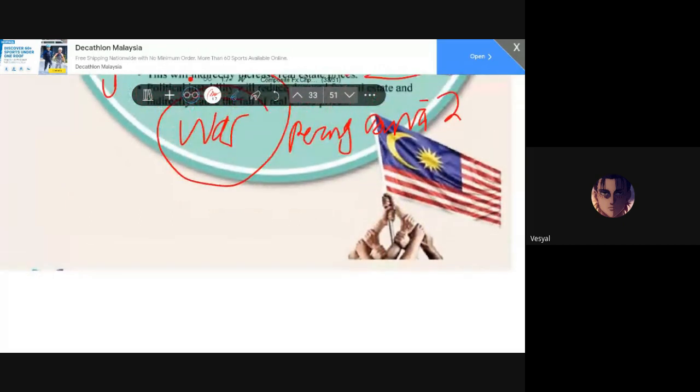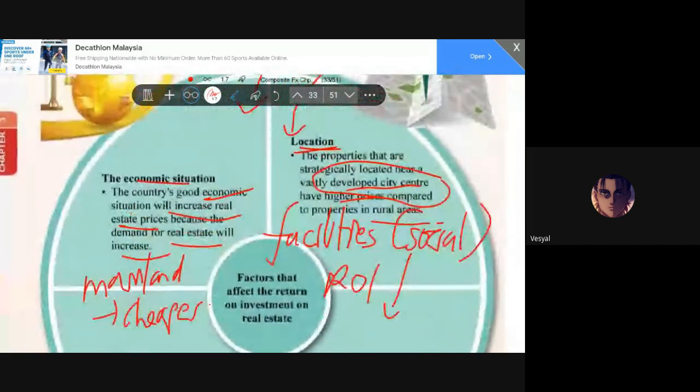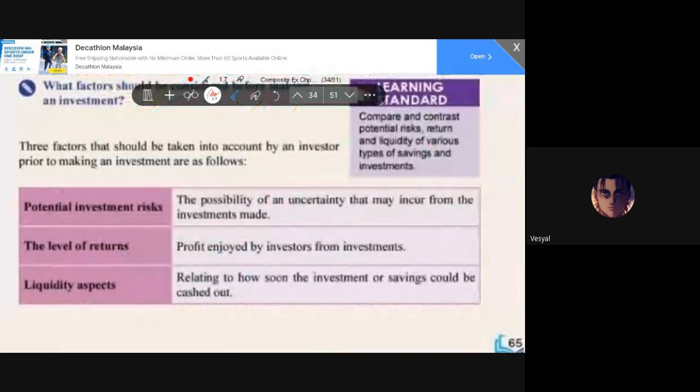So far, okay? This one I can talk more because it's more general. So yeah, hope you understand this one. So next. What factors should be considered before making an investment?